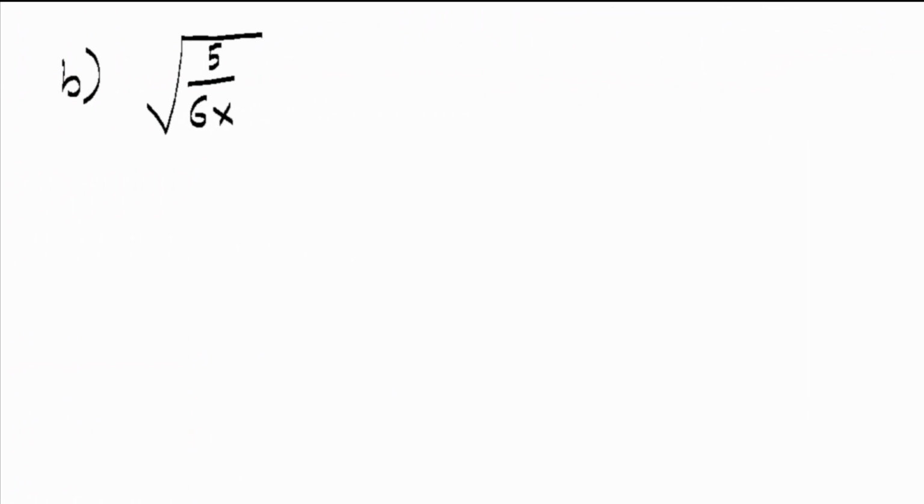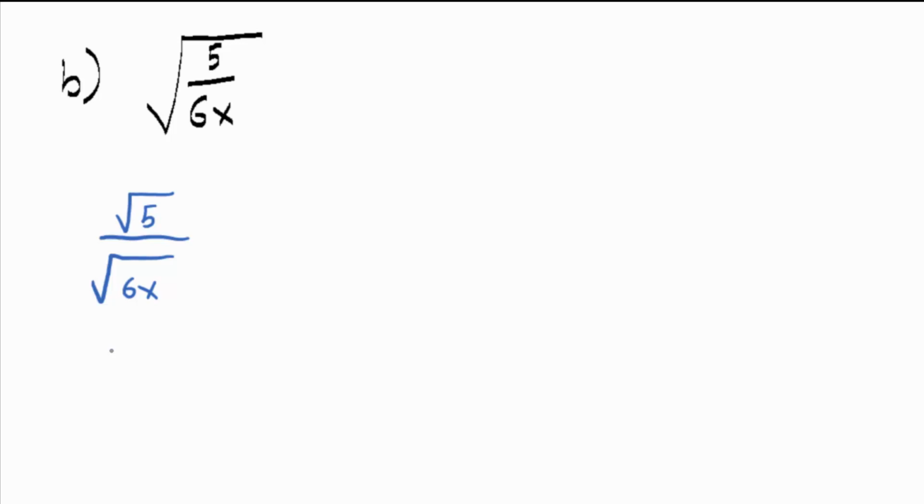It's the square root of 5 divided by 6x. So there's a couple of different routes you could go here. If you'd like, you could split up the radical and then use the same technique I used in the last problem. So that would look like this. The square root of 5 divided by the square root of 6x. Then you guys tell me, what could I multiply numerator and denominator by? By the way, the square root of 6x is simplified.